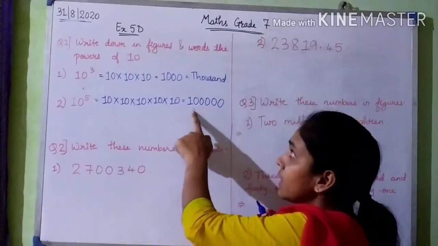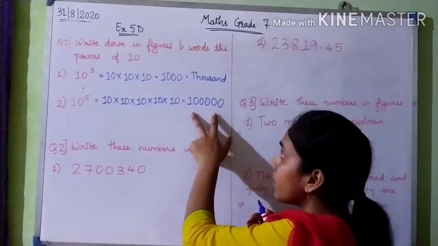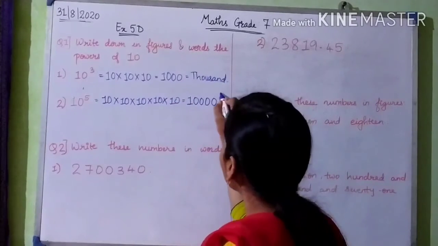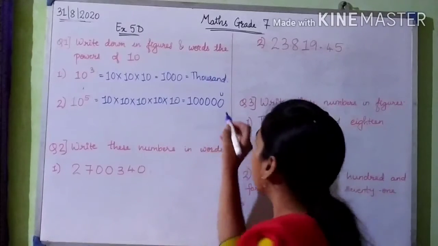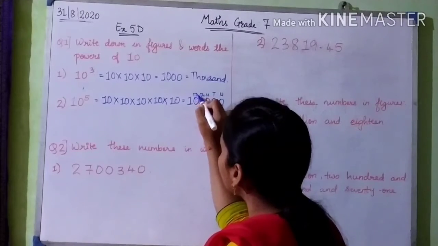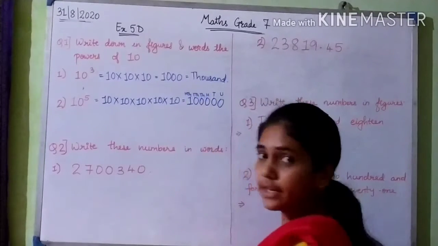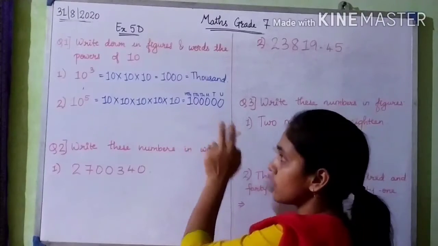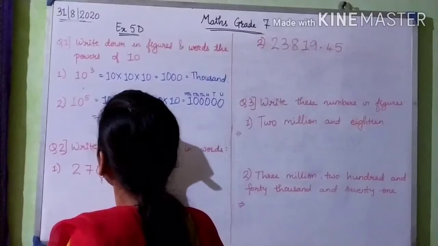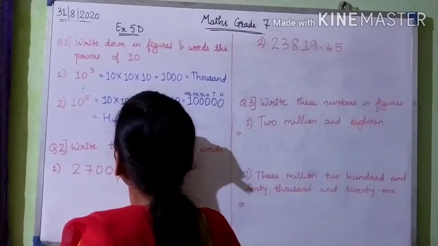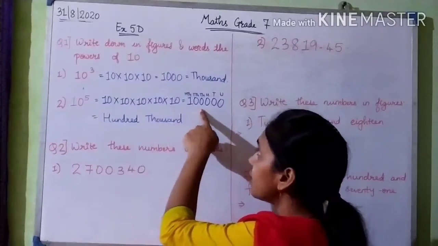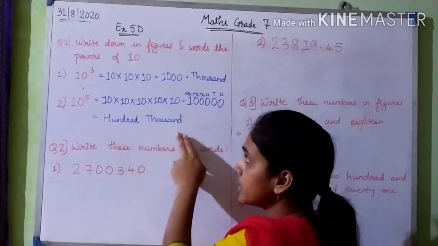Now we have to write this number in figures also. So first let us read what this number is. First we start from the extreme right. So units, tens, this is hundreds, this is thousands, this is 10,000s and this is 100,000. Okay. So this is known as 100,000. So this number 10 raised to 5 written in figures is 100,000, and written in words is like this.